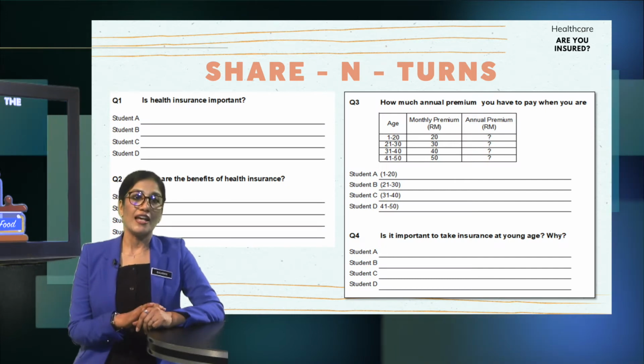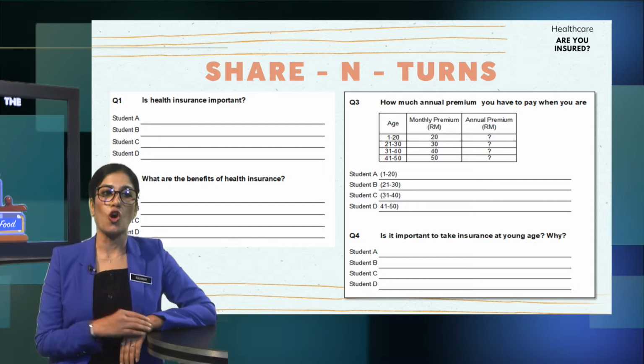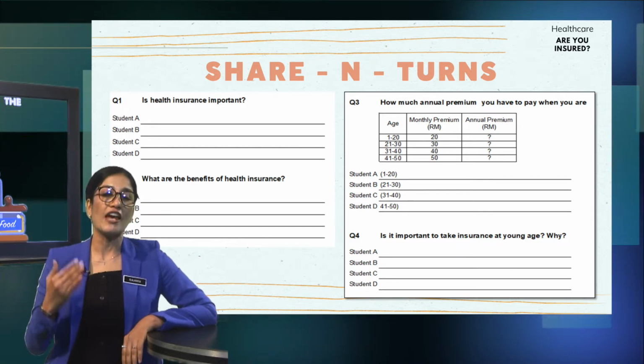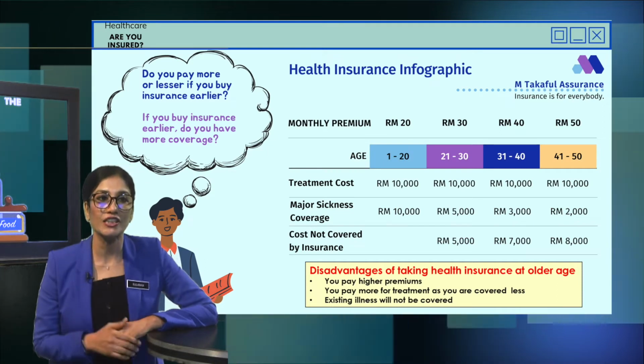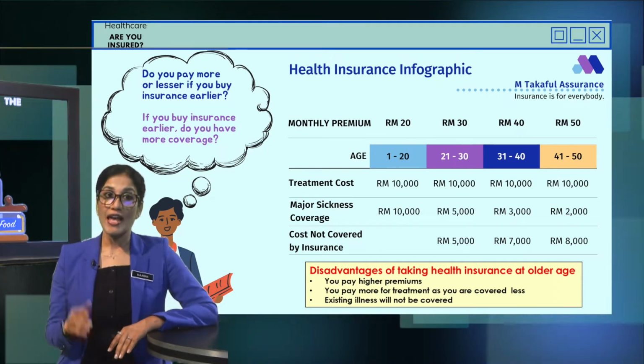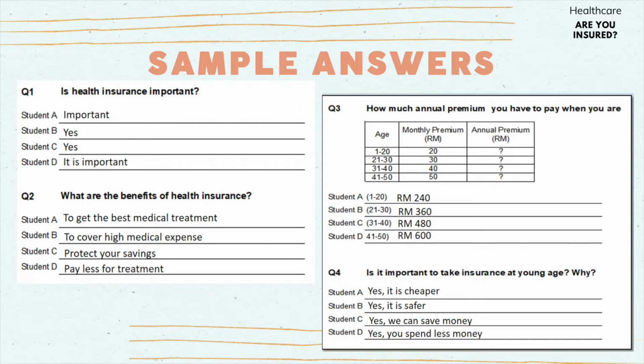She then carries out a share and turn activity based on what the pupils have learnt from the infographic. Pupils answer the questions in the worksheet and share the outcome with the class. This is a sample of a completed worksheet.